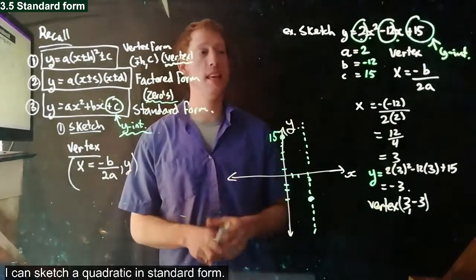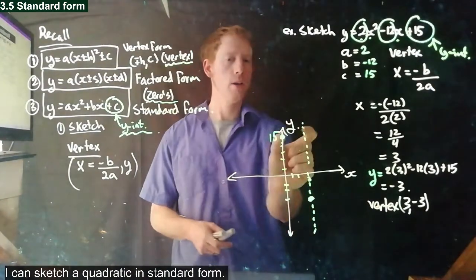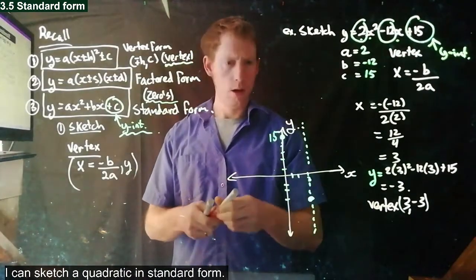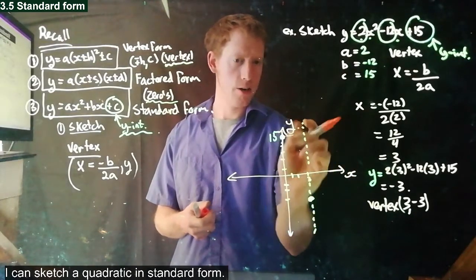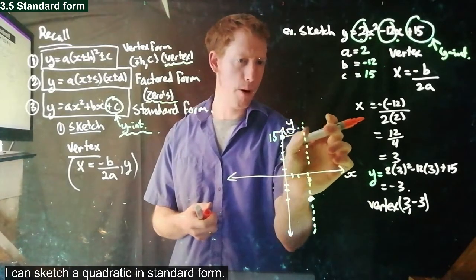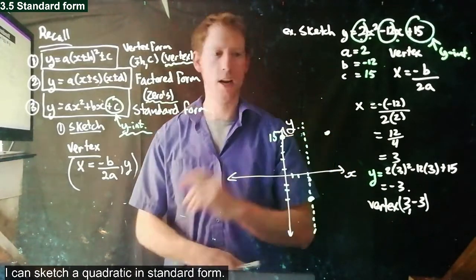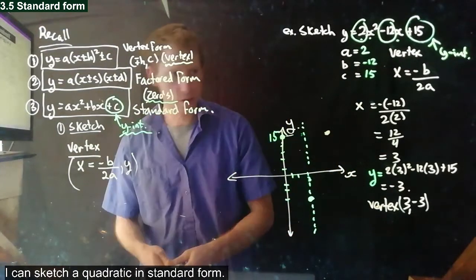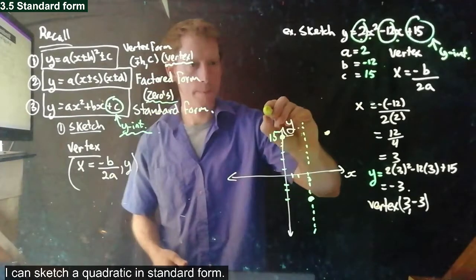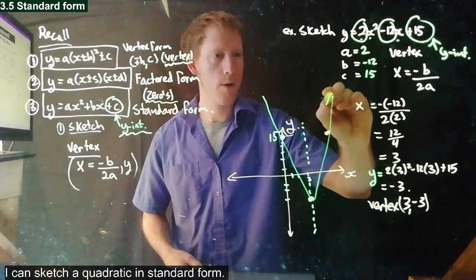And we know that these are symmetrical. So I know that it's going to go here, and there's 3 units here. So if I go over 3, boop, boop, boop, it's going to go through this point here as well. Okay? And I could just graph it. There we go. That's how to graph using the standard form.